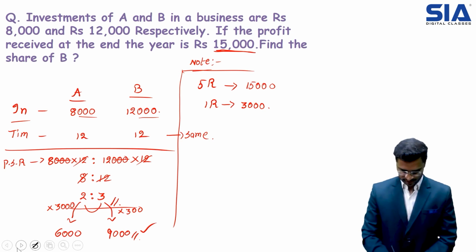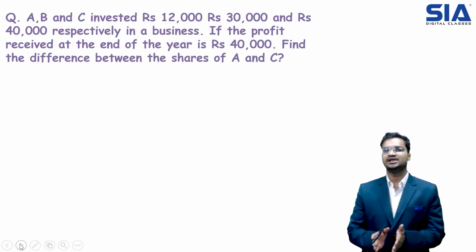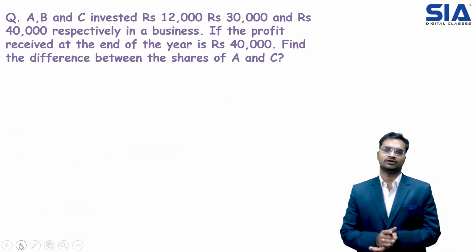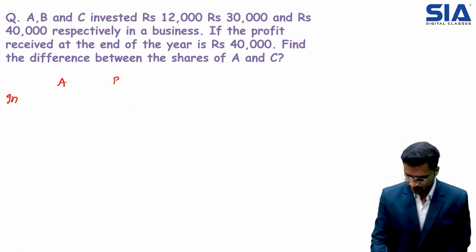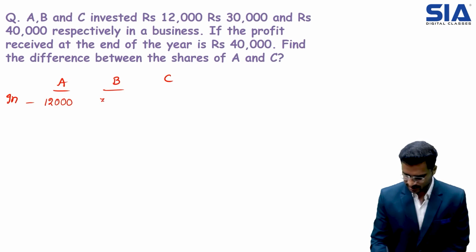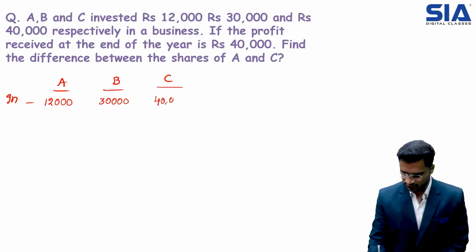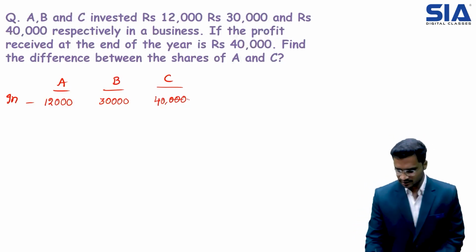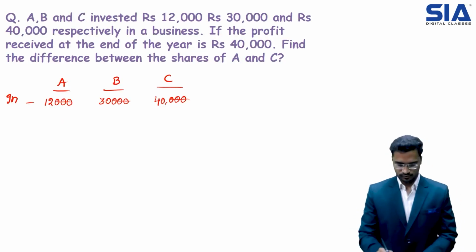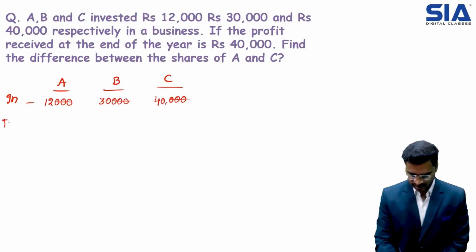Now coming to the next question. A, B, C invested 12,000, 30,000 and 40,000 respectively. So let us write investments of A, B, C. A has invested how much? 12,000. B has invested 30,000 and C has invested 40,000. After writing this, I can simply cancel the zeros here itself because they are going to get cancelled below.